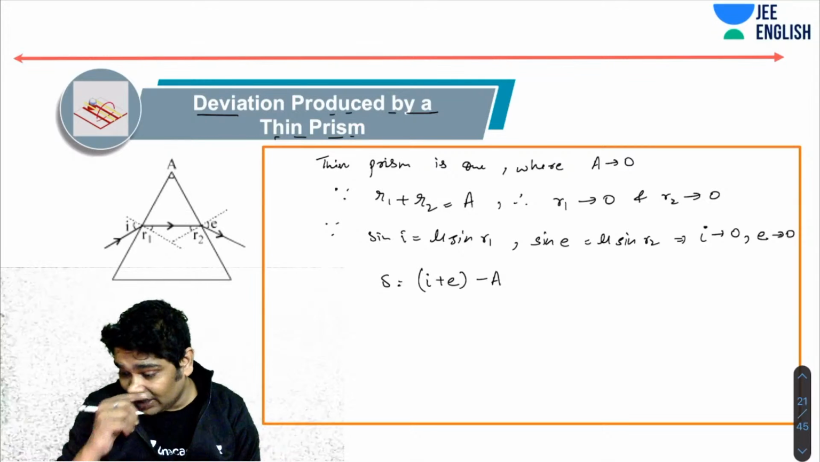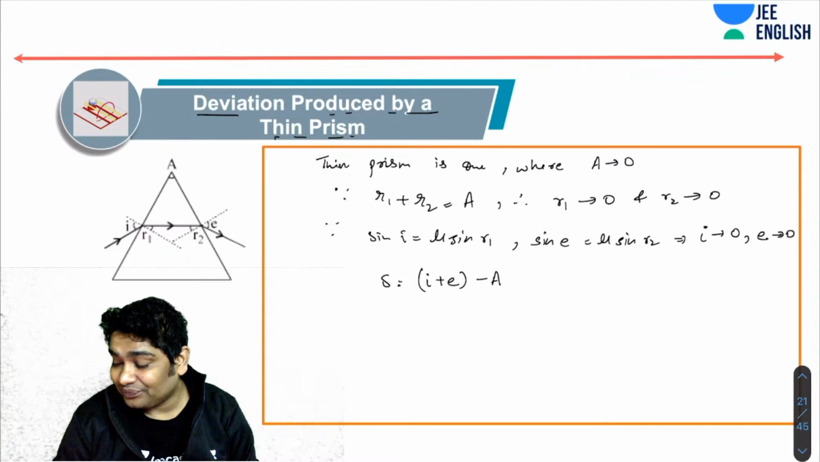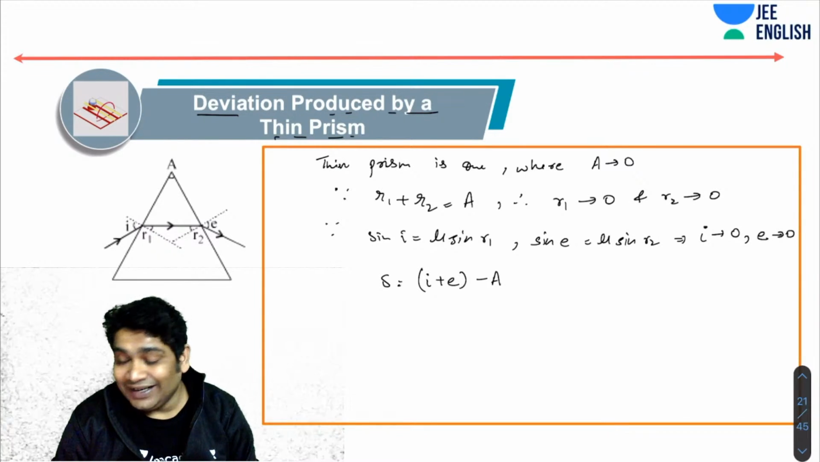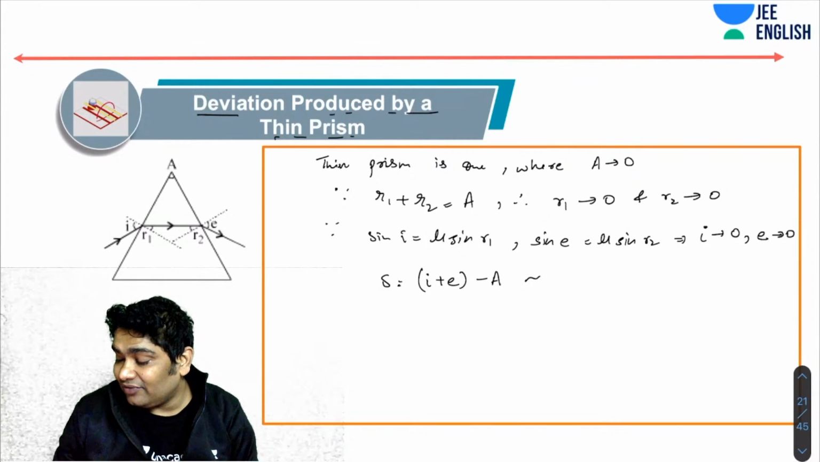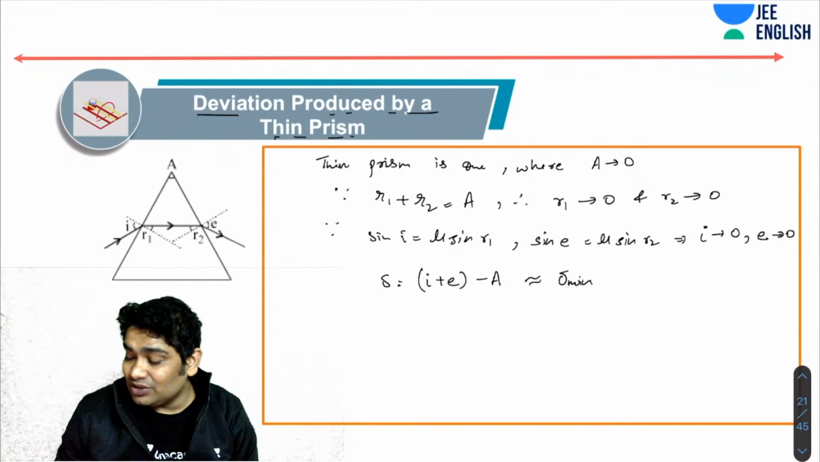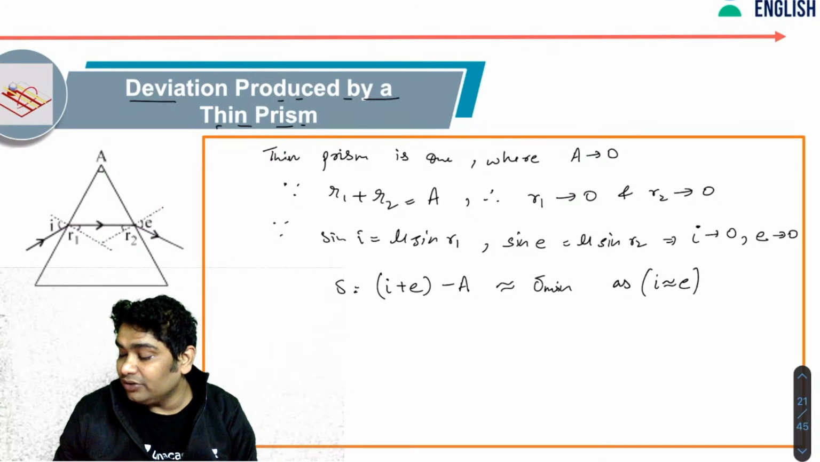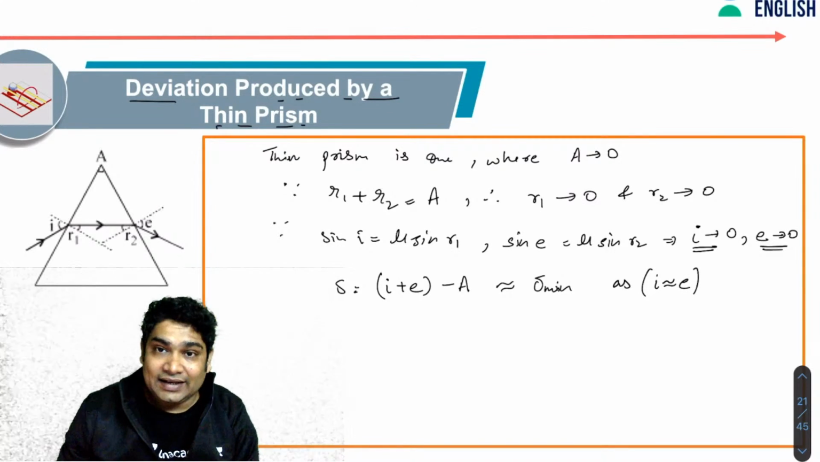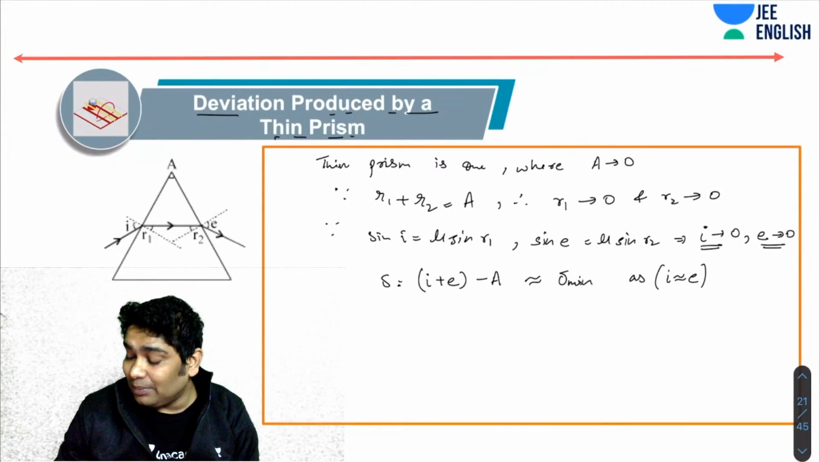And for delta min, what I can also say is that since all the deltas are very small, this delta would be roughly equal to delta min. There is only a single deviation almost produced by a prism because the angles are tending to 0, as I is approximately equal to E. Both are tending to 0, so I can assume that I is almost equal to E. So delta can be assumed to be equal to delta min.